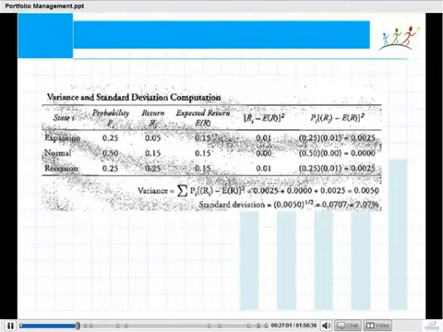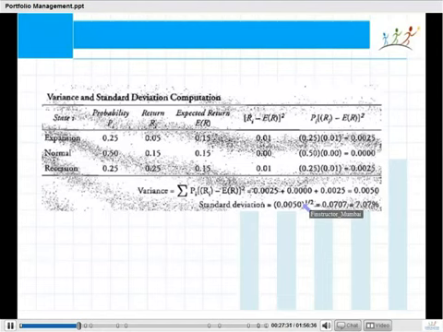So in the previous question, the deviations are 10%, 0% and 10%. Square the deviations, we'll get 0.01, 0 and 0.01. Take the product with the probabilities, sum it up, and you will get the variance. It comes out to be 0.005. Standard deviation is the square root of the variance. It will come out to be roughly 7% for the stock.